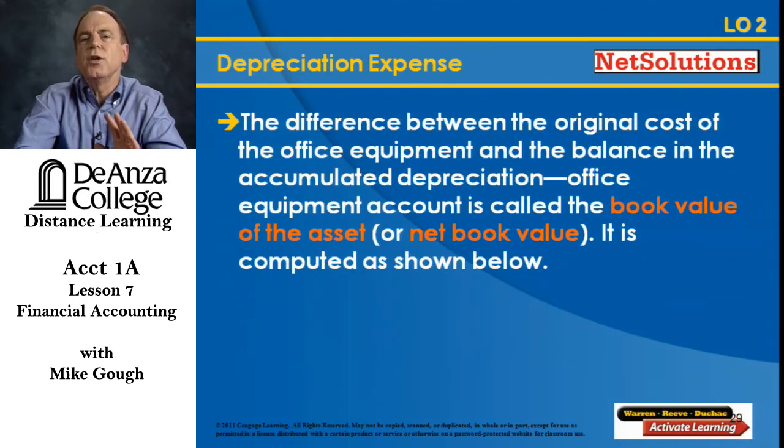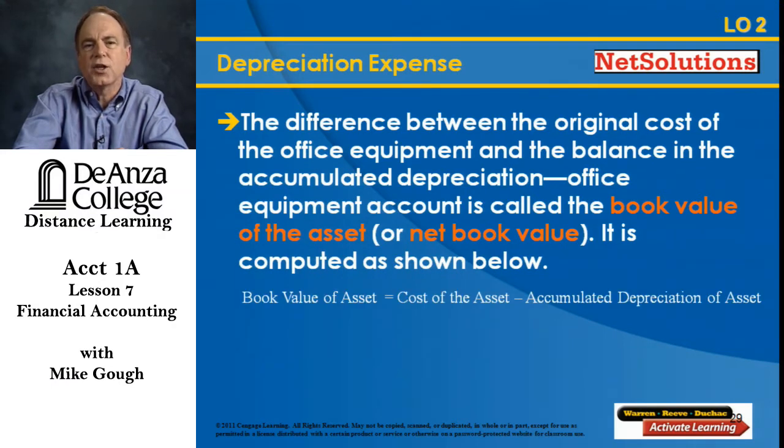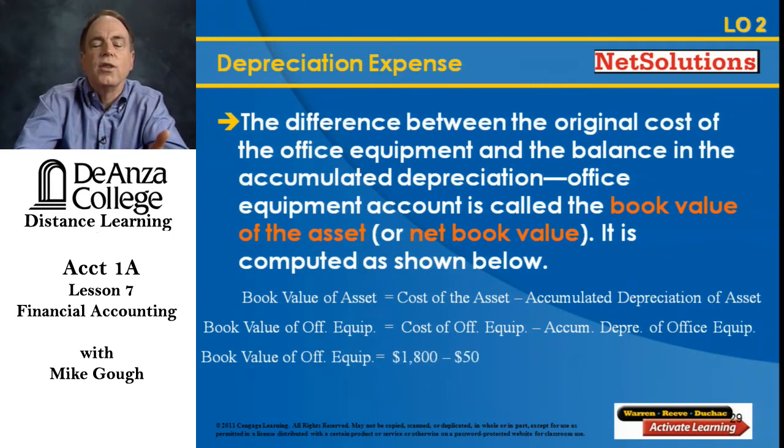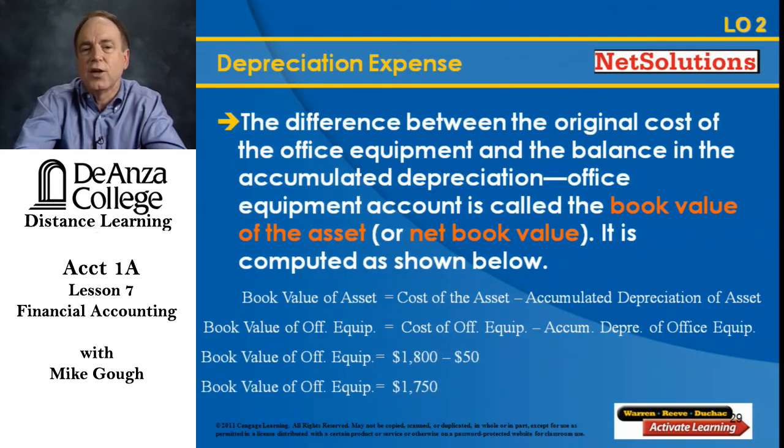Now, the difference between the original cost of the office equipment and the balance in the accumulated depreciation is called the book value. Okay? And it's computed just like this. The book value of an asset is equal to the cost of the asset minus the accumulated depreciation of the asset. So for the office equipment, the cost minus the accumulated depreciation. The office equipment is now sitting at $1,750. Cost was $1,800. We've taken a total of $50 depreciation expense, so the book value is $1,750.